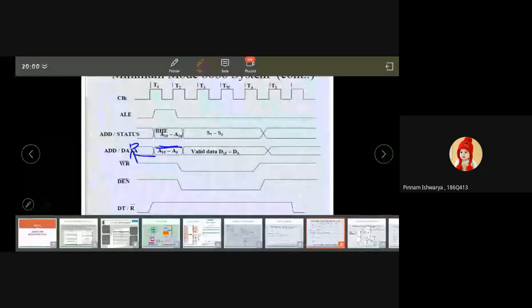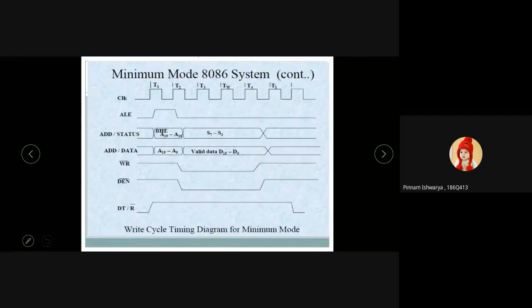Do you have any doubts regarding these read and write cycles? Any doubts? No, madam. So you people are clear with minimum mode operation, right? Yes, ma'am. Okay, thank you.